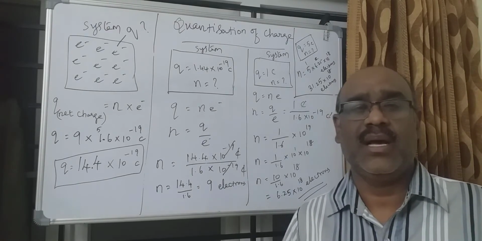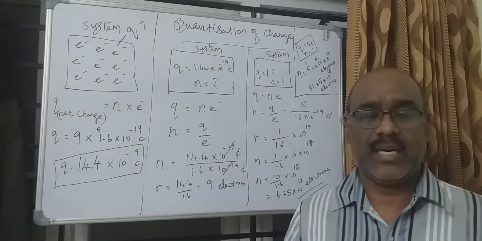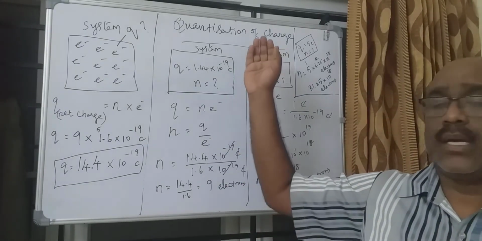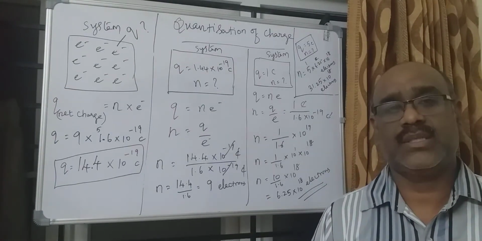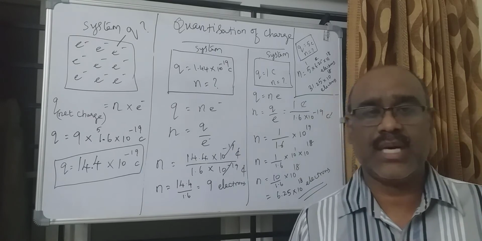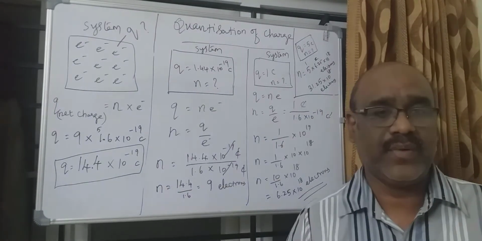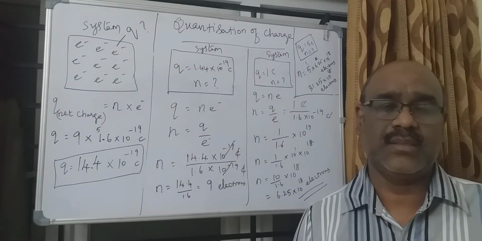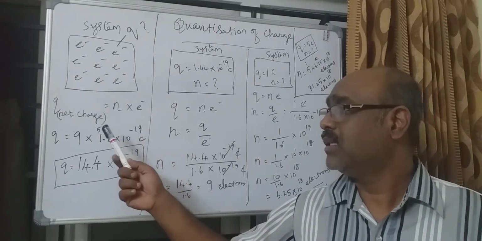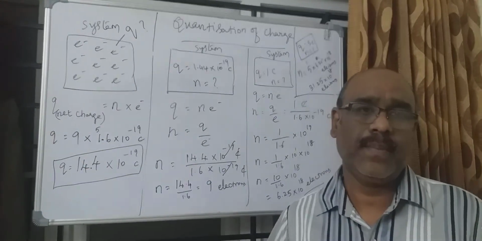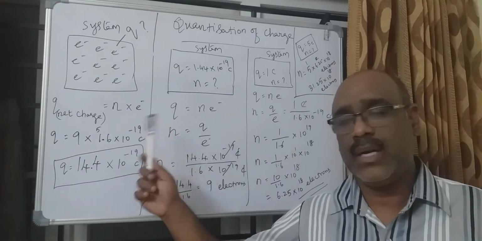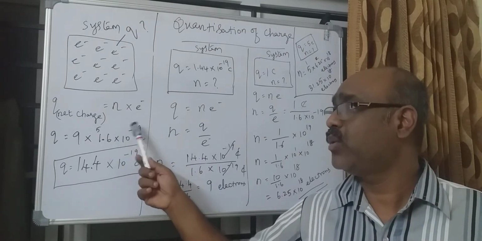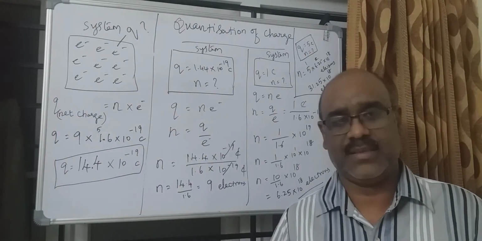Dear students, I hope that you all could understand the quantization of charge. What is quantization of charge? It is a basic property of charge, which is nothing but that the net charge present in the system is an integral multiple of the least magnitude of the charge present in the system.